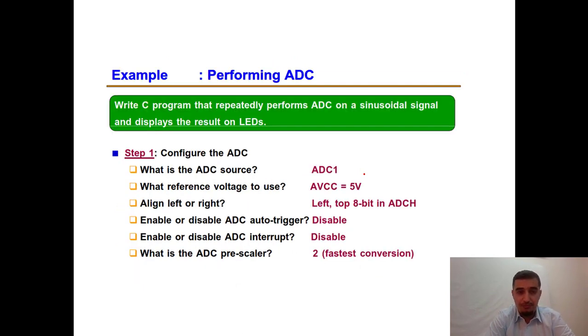So, for example, we want to perform an analog to digital conversion for a sinusoidal signal and display the results on LEDs. So what is the analog to digital converter source? Okay, what is the reference voltage? Do you want left or right? Here we want left. Only the top 8 bits are considered. Enable or disable the auto trigger? Enable or disable the interrupt? What is the prescaler? This is 2 for fast conversion.